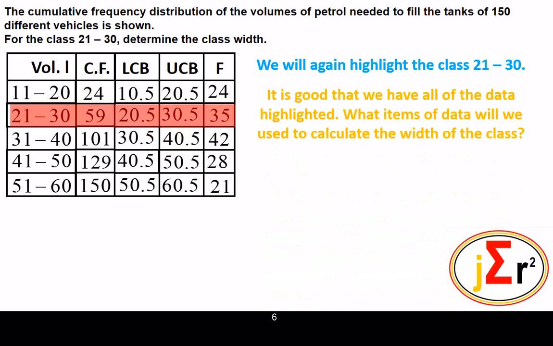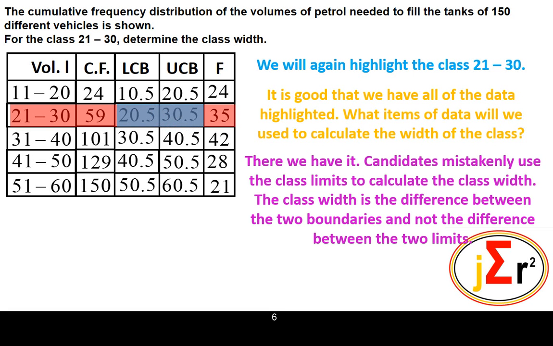It is good that we have all of the data highlighted for that class. All the data that we have in that class, we have that highlighted at the moment. What items of data will we use to calculate the width of the class? Now that is our question. What do we use in calculating the width of the class? Because it matters. We'll have to know. Because if we use the wrong data, great chance we will end up with the wrong answer.